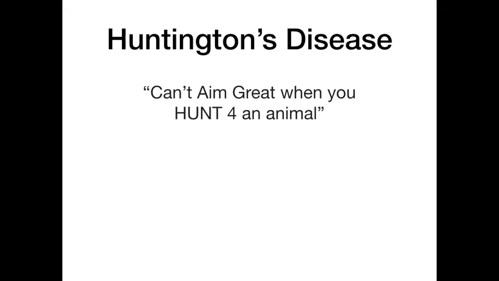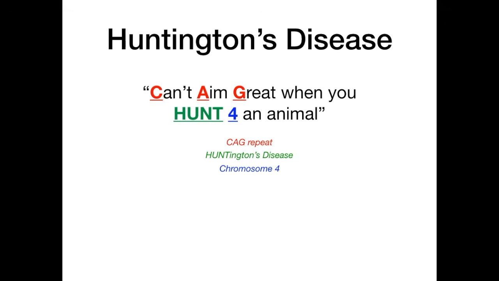So what does this tell us? Well, can't aim great, CAG, is the repeat. So the trinucleotide repeat is the first three words of this mnemonic. Can't aim great. When you hunt for an animal, well, hunt is just telling us that we're talking about Huntington's disease. 4 is telling us that this is actually conferred through a problem with chromosome 4, and the AN in an animal tells you that Huntington's disease features something called genetic anticipation.